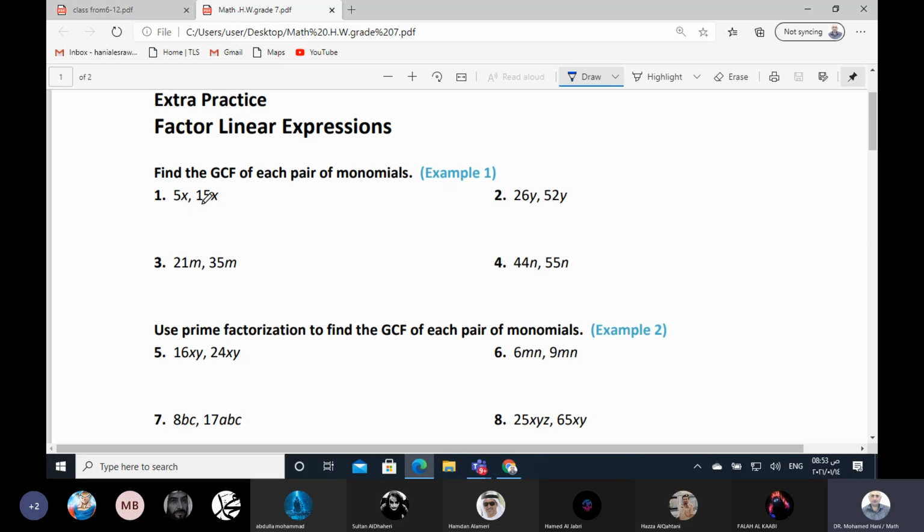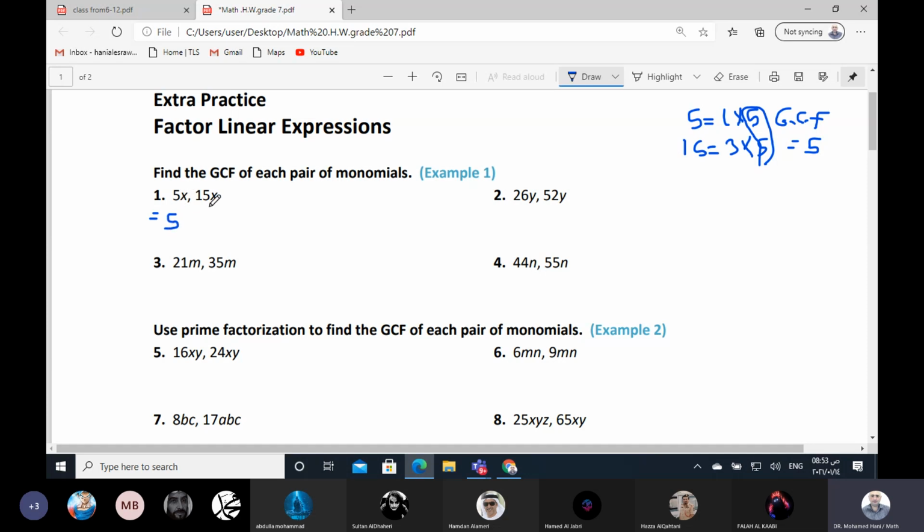We have 5x and 15x. The first step, find the GCF between 5 and 15. Write the factors of 5: 5 is prime, so it will be 1 times 5. Then find the factors of 15. 15 will be 3 times 5. So the GCF for the numbers 5 and 15, take the common factors. So the common factor will be 5. So the GCF between 5 and 15 will be 5.